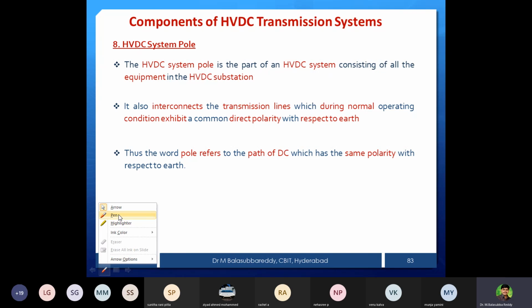There is a positive pole after the converter station. You can say there is a positive pole and this is a negative pole.